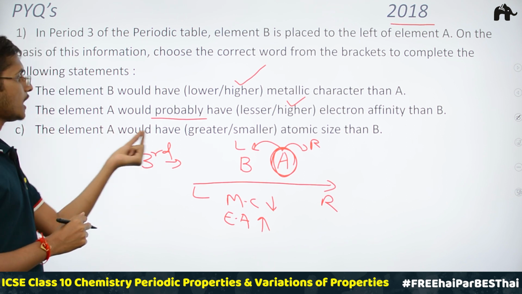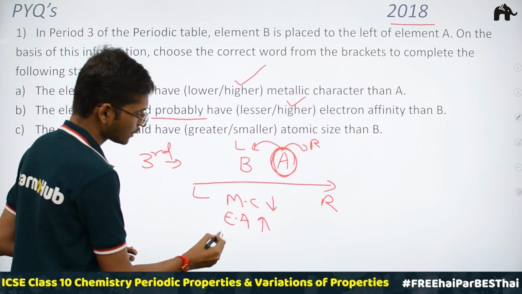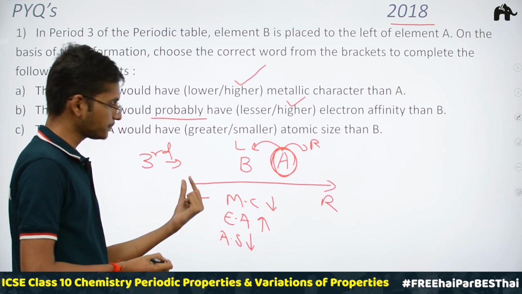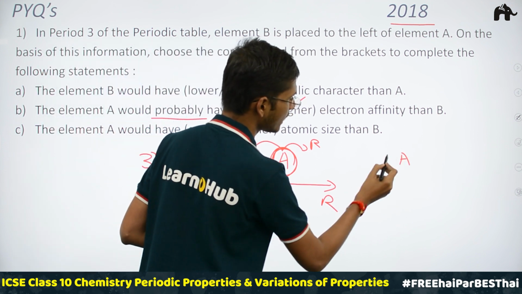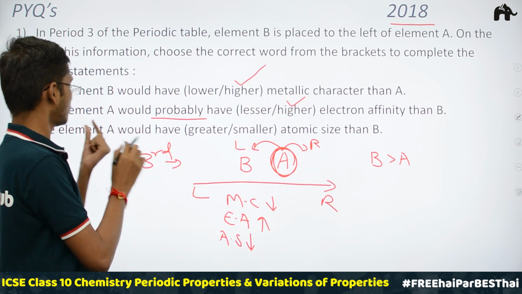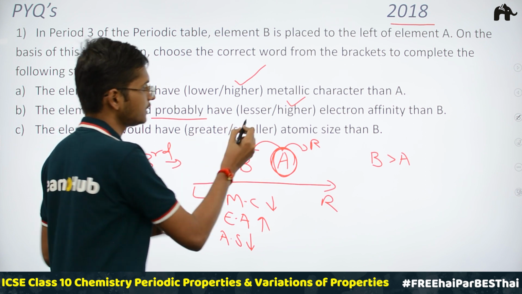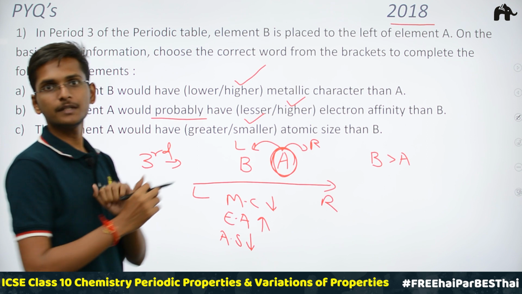Then element A would have greater/smaller atomic size than B. Same. So atomic size decreases when we move from left to right. So here A would have less atomic size than B. Okay, now the element A would have less, means smaller, right? So smaller atomic size than B.